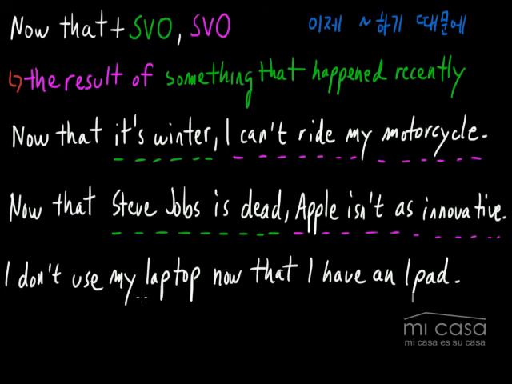So again, another example related to Apple, except in this example, we changed the order, okay? So first, we talked about the result. So let me put that in pink. I don't use my laptop. Here, this is the result. Now that, and then we have something that happened recently. I bought an iPad recently. All right, so this is okay too. You can change the order of the sentence like this if you want. Both ways is fine, okay?